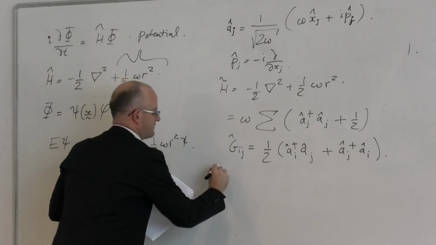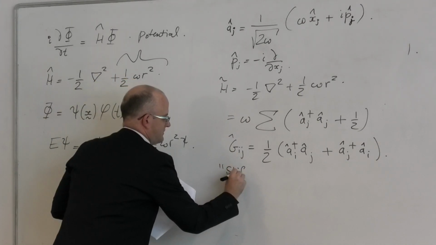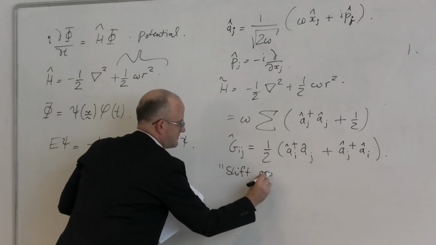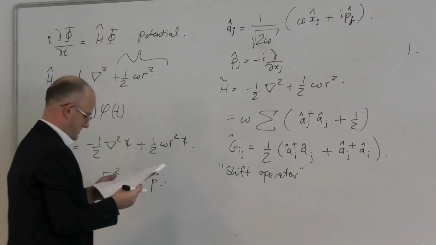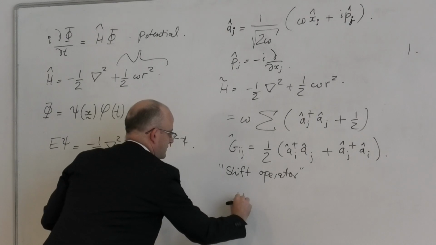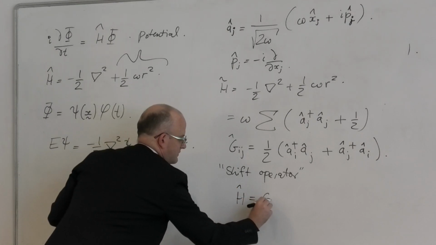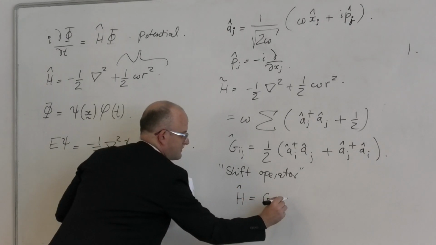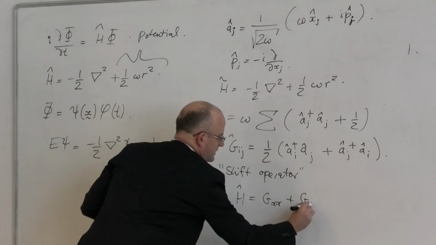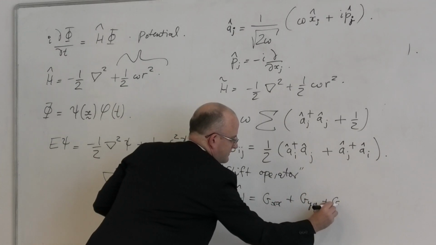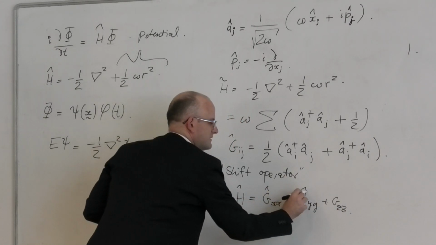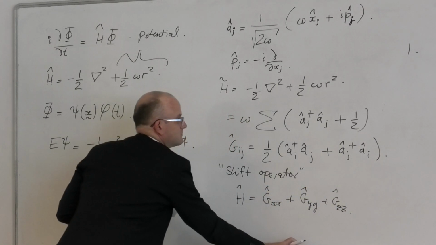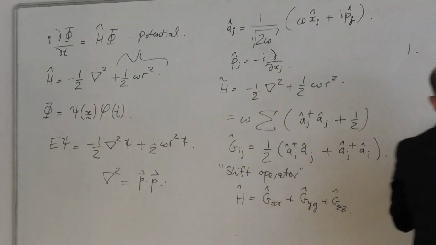This thing shift. Okay, and what we can do some more tricks. We can show that this thing is equal to gxx plus gyy plus gzz, just like a trace, right?